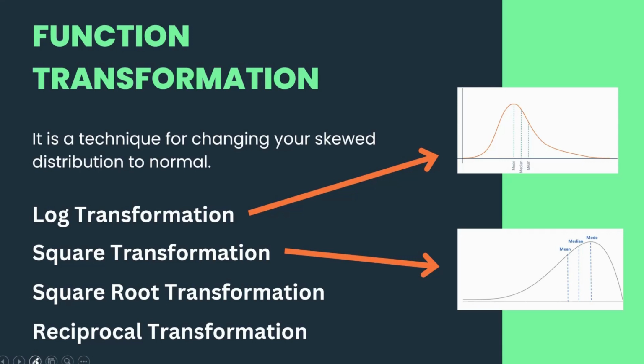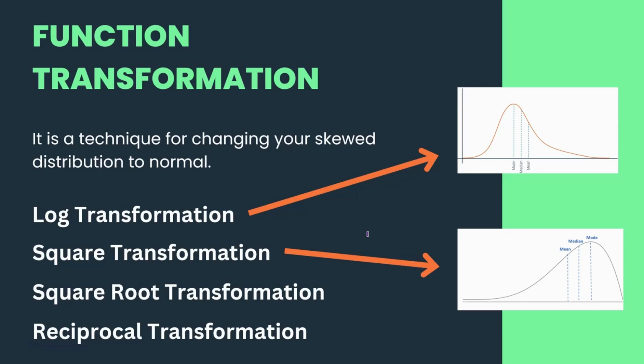Inside function transformation we have three or four techniques that you can use the most. One is log transformation, the second is square transformation, the third is square root transformation, and the fourth is reciprocal transformation. These are some of the famous techniques inside function transformation that you use to change your skewed distribution to normal distribution.